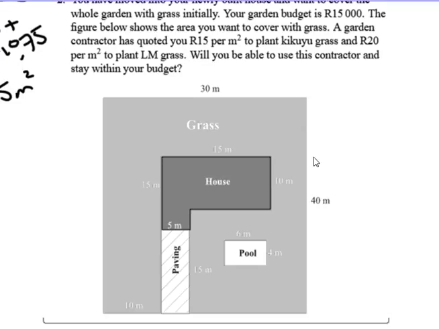Question number 2 says you've moved into your newly built house. And here is your house, and you've got paving and a swimming pool and some grass. And you want to cover the entire grass area with grass. You have a budget, and there's a cost for purchasing the grass. So the first thing we would need to do is work out what kind of area am I planning on grassing?